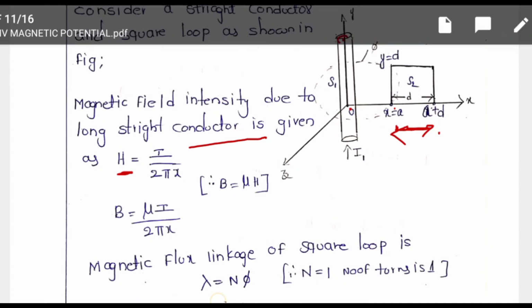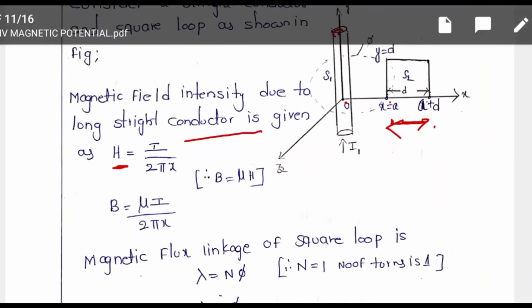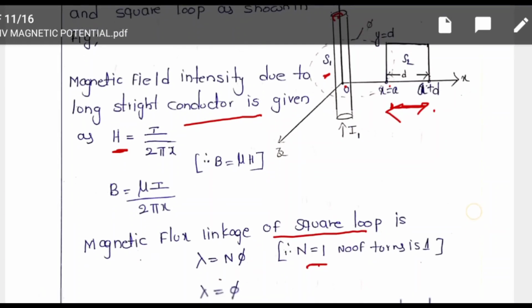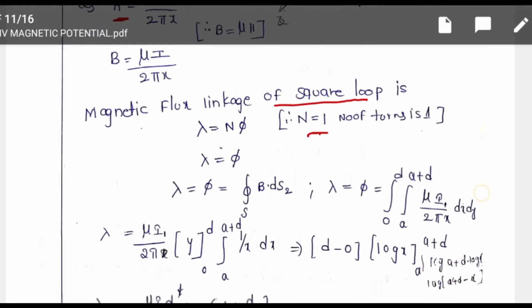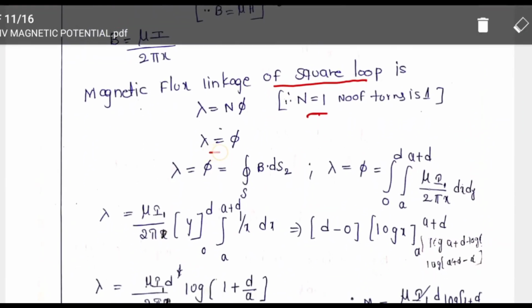Magnetic flux linkage of the square loop is lambda equal to N phi, where N equal to the number of turns. Assume that the square loop is S2 and the current-carrying straight conductor is S1. Where N equal to 1, hence lambda equal to phi, equal to the surface integral of B dot dS2.